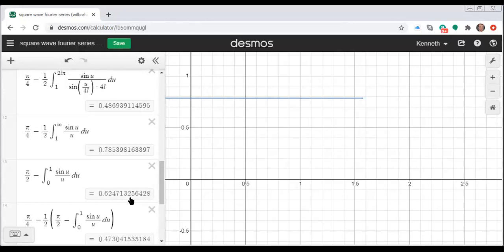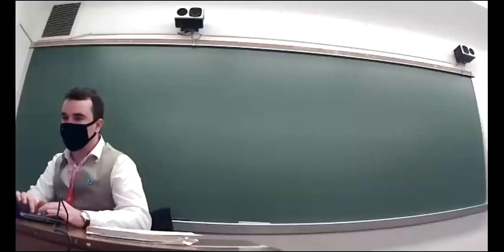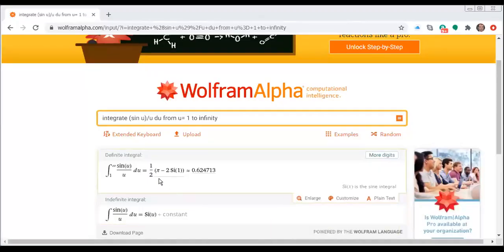That gives me 0.62471, which is what Wolfram Alpha gave too, right? So yeah, Wolfram Alpha was just a little bit more sophisticated than Desmos, I guess. Check that again. Yeah, so pi over 2 minus 2 Si(1), but what this term really is, I guess, is the integral from 0 to 1 of sine u over u, if that helps you.